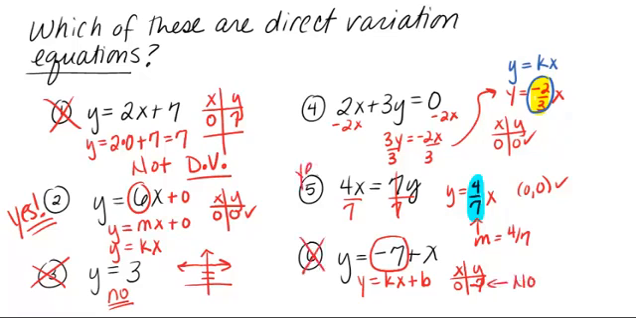So these were yes. Numbers 2, 4, and 5, yes, those are direct variation, and sometimes you have to do a little work to get there. But numbers 1, 3, and 6 were not, because they did not fit the model y equals kx.